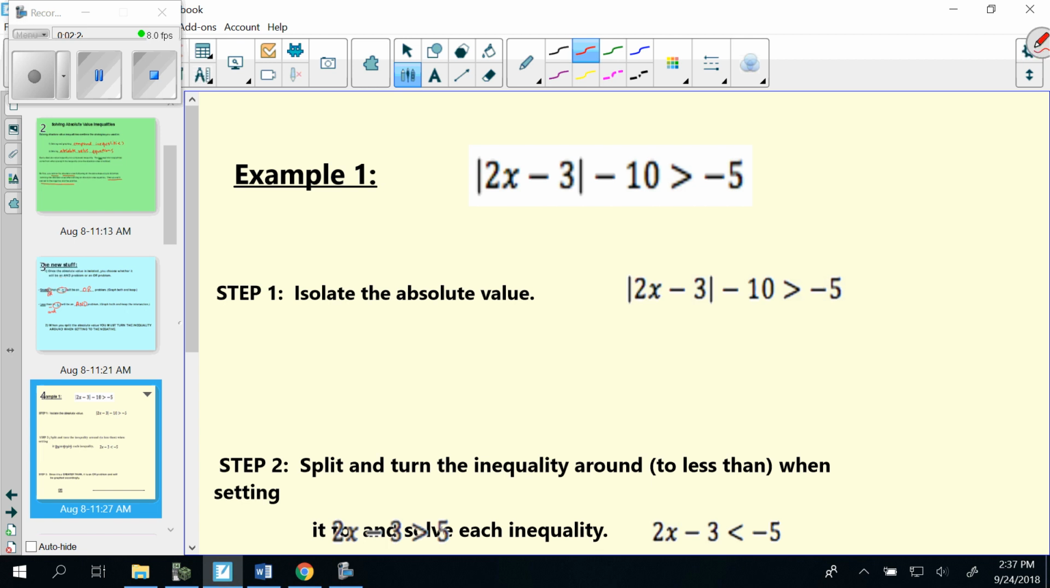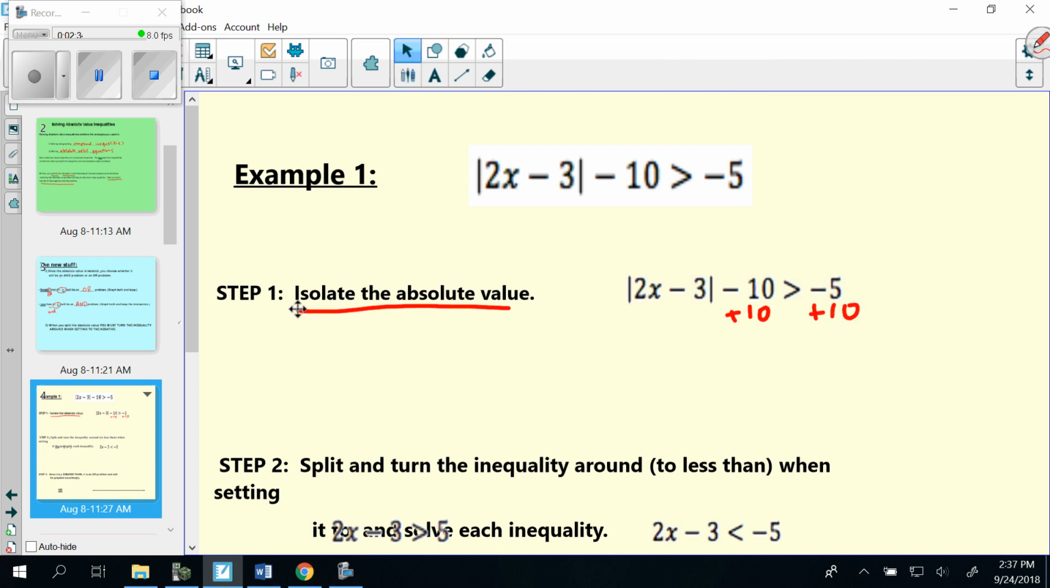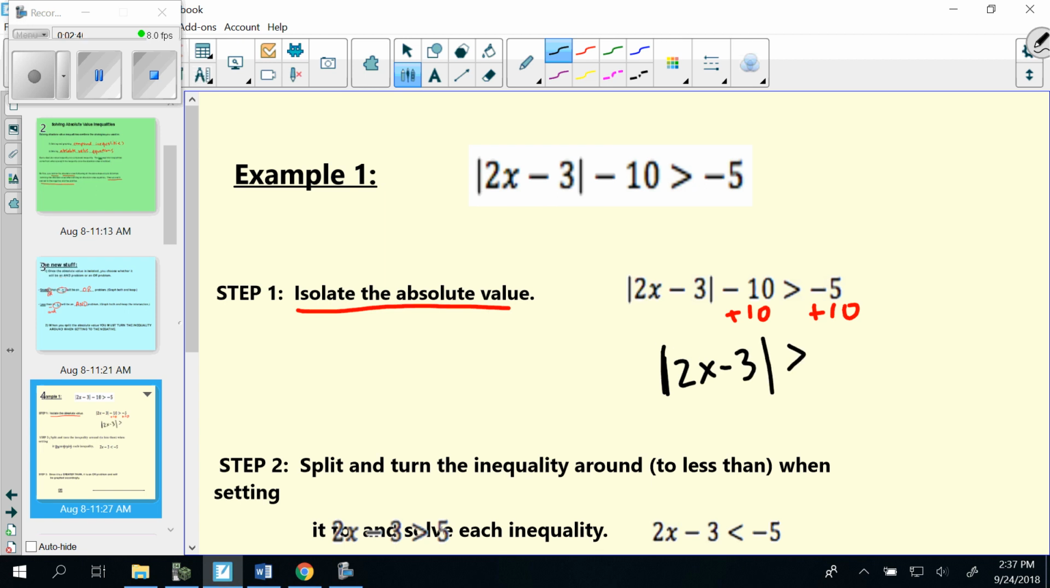All right, so here's the first one we're going to look at. Solve this out. Because step one, we want to isolate the absolute value, get that by itself. So here that means adding 10 to both sides. So now, and that's the exact same thing we did if it had been an equal sign here instead of inequality. All right, next step now, split the inequality up.